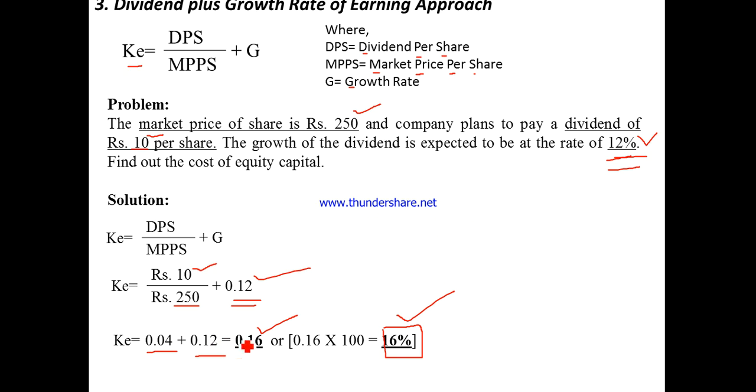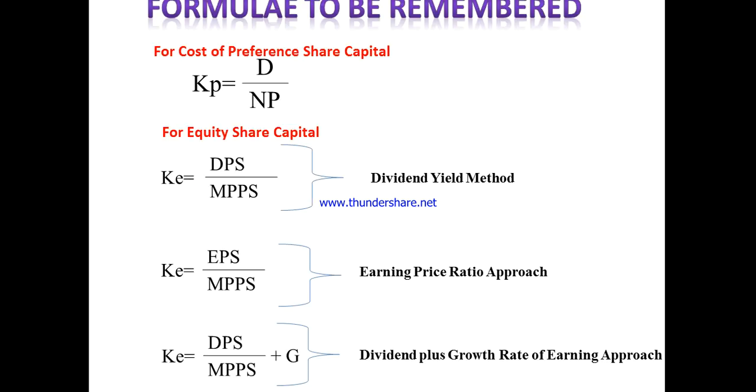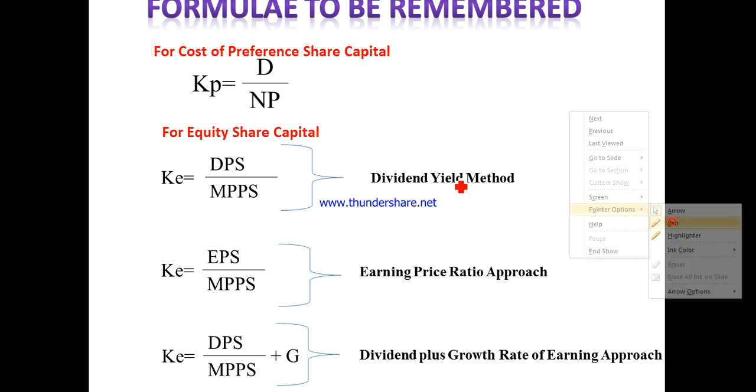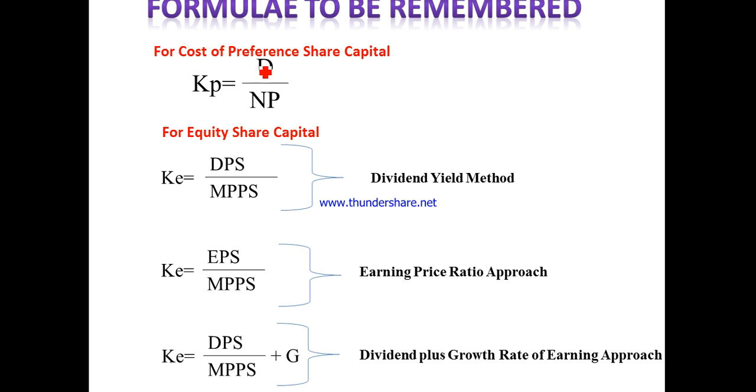So that is how the cost of equity is calculated in the case of the dividend plus growth rate of earning approach. Now, the formulas we need to remember for calculating the cost of preference share capital and the cost of equity share capital are presented here. The cost of preference share capital formula is very simple: KP equals DV divided by net proceeds. It is the same for all cases. Even if the preference share is issued at par, discount or premium, this single formula is used.